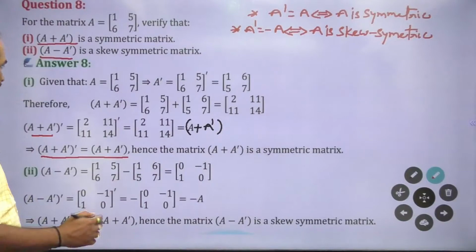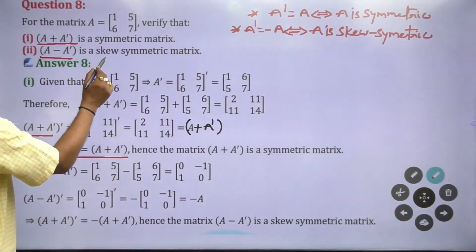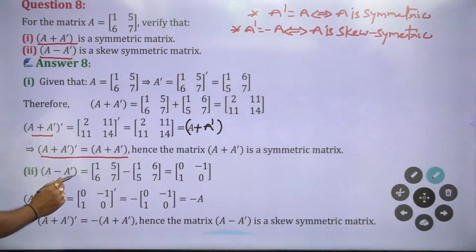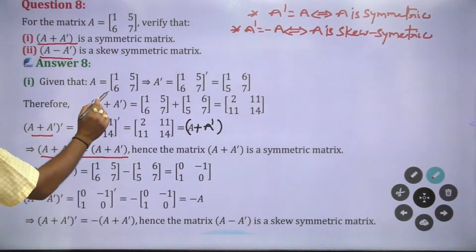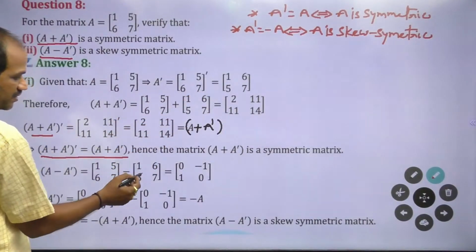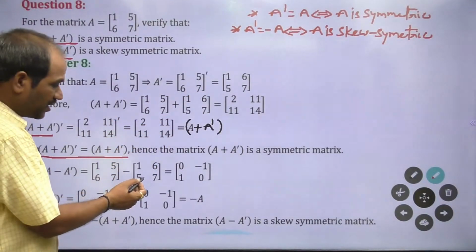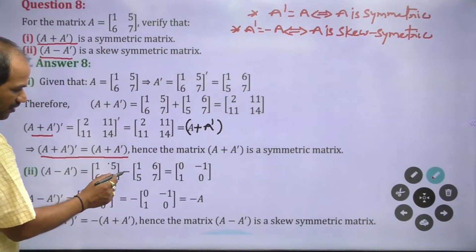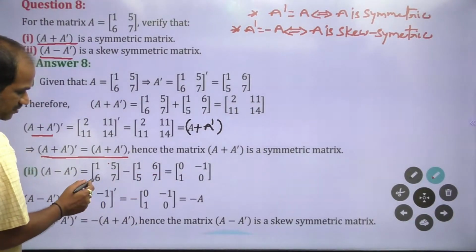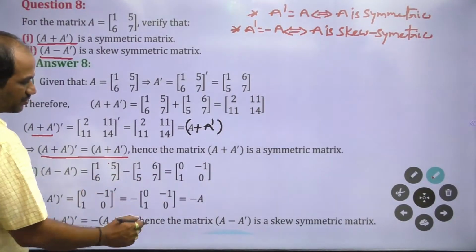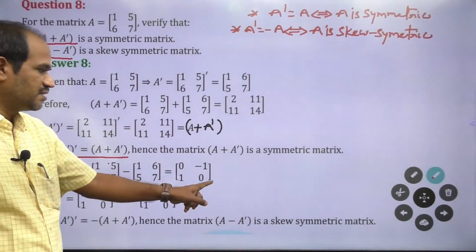First, A minus A dash is a skew symmetric matrix. We calculate A minus A dash: this matrix minus A dash, which is this matrix. Subtracting: 1 minus 1 is 0, 5 minus 6 is minus 1, 6 minus 5 is 1, 7 minus 7 is 0. This is A minus A dash.